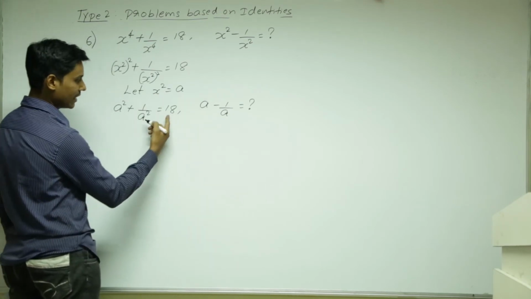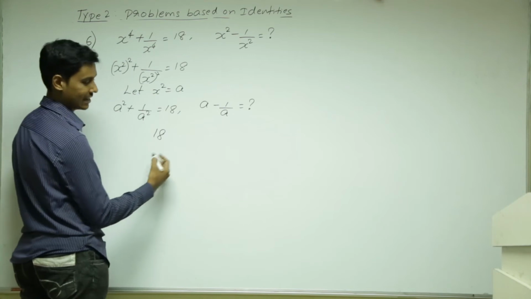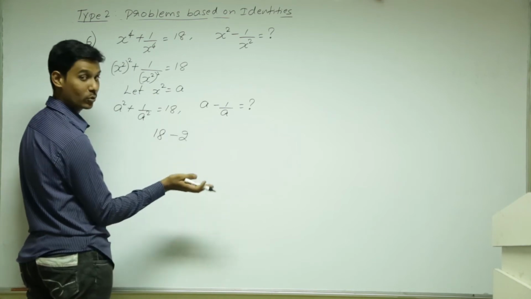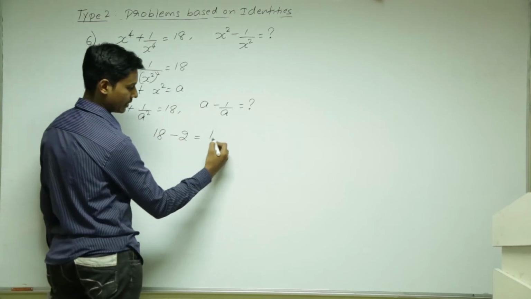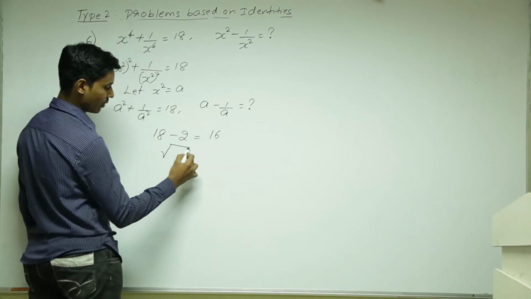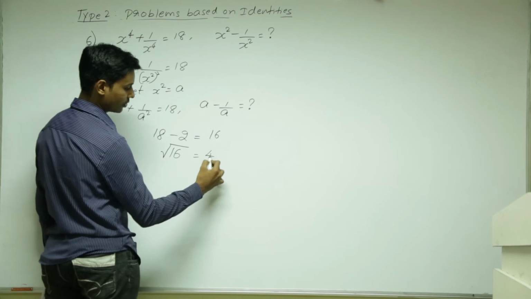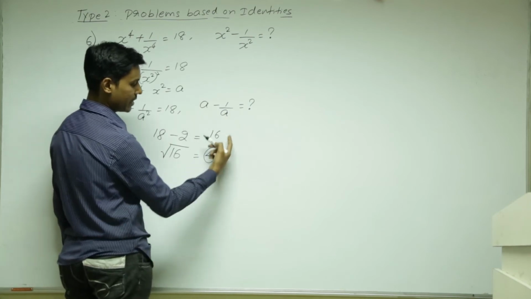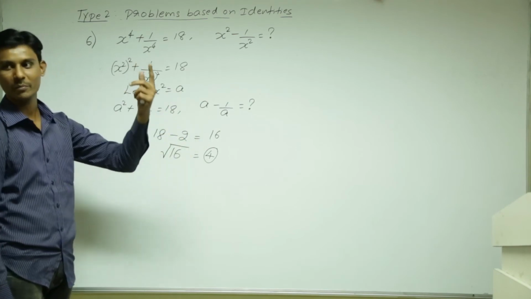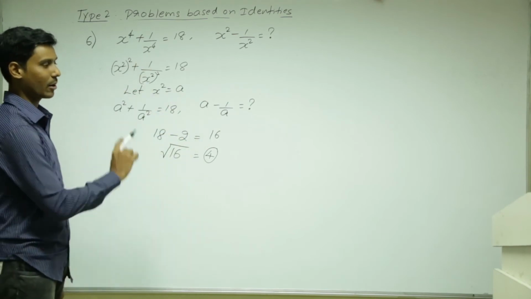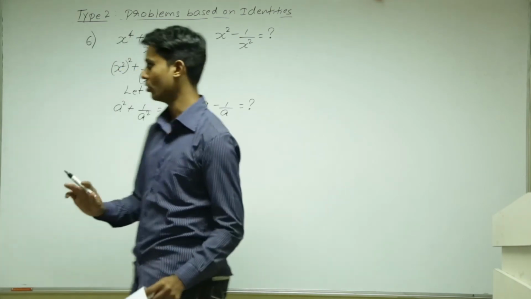That means take the right hand side, subtract 2 from this. I am doing the reverse process. I already explained that kind of problems. Subtract 2 from it, you will get 16. Take the square root of 16. Answer for this question is 4. That means a minus 1 by a is 4. I also told you how to solve this kind of problem by using method 1. Either apply that method or apply this method. Clear with the approach?